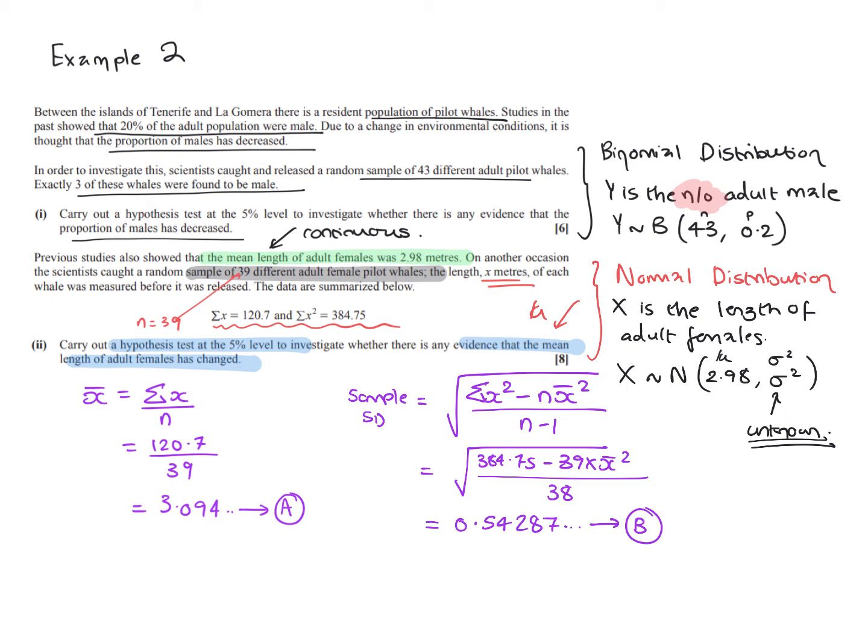Now, because our population variance and standard deviation are unknown, in this situation what we have to do is use the sample standard deviation as an estimate for the population standard deviation sigma. So we use this as an estimate for the unknown value of sigma.